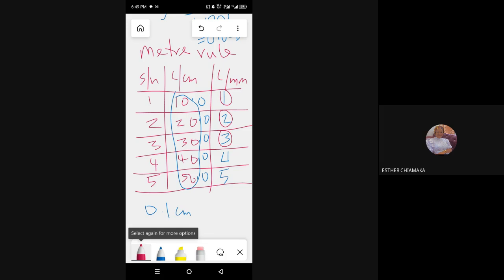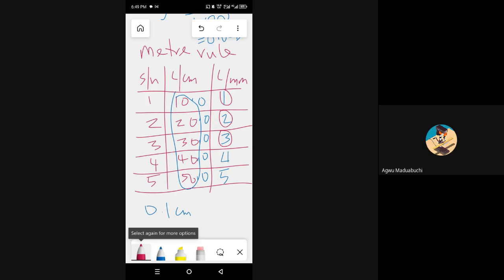So 10.0 cm and 1 mm, they are the same. Is it not? Yes, sir. 20.0 cm and 2 mm, they are the same. Is that taken? No, sir.